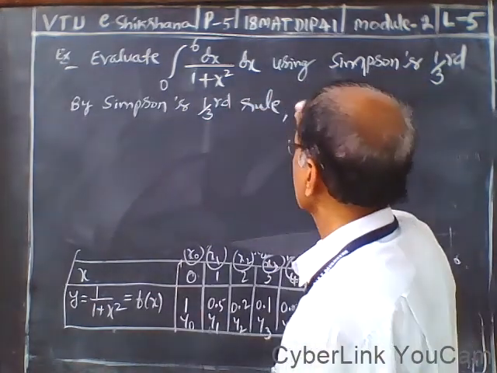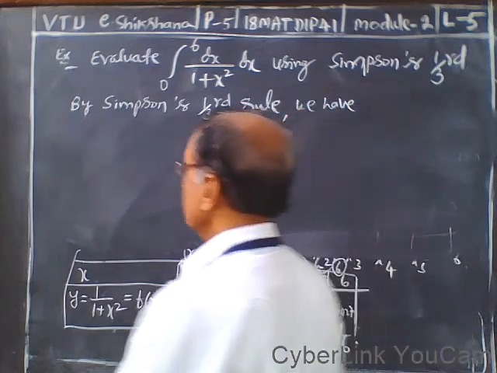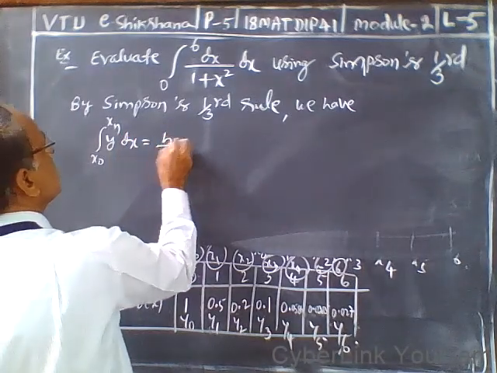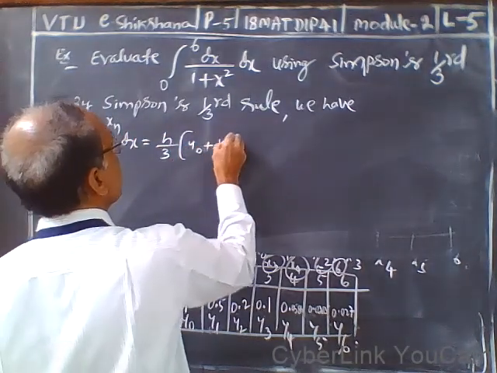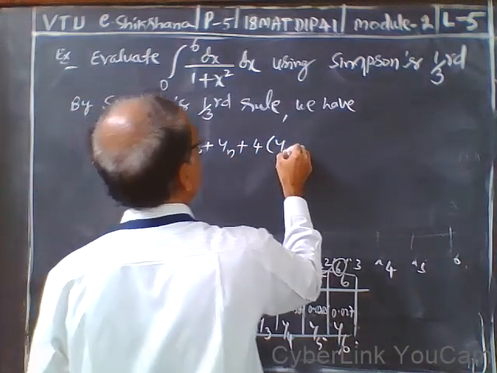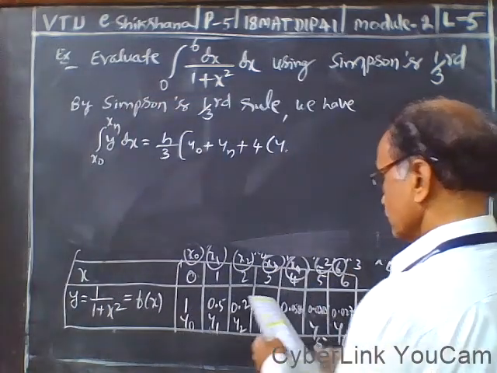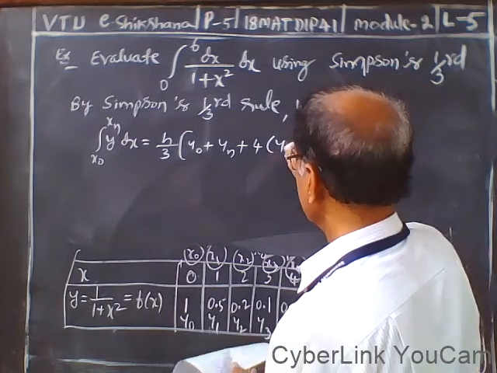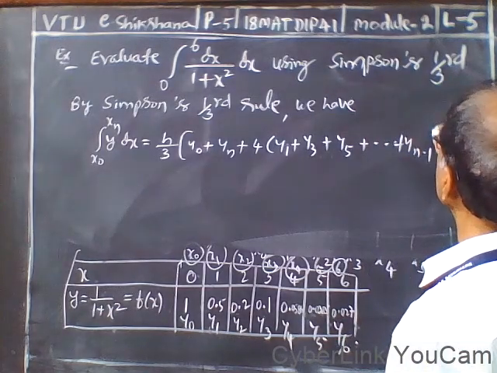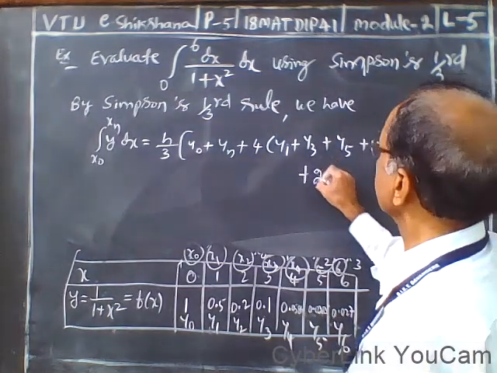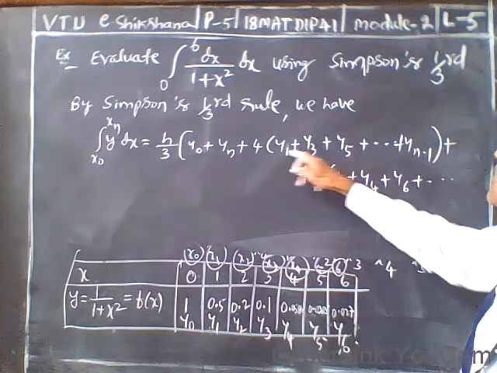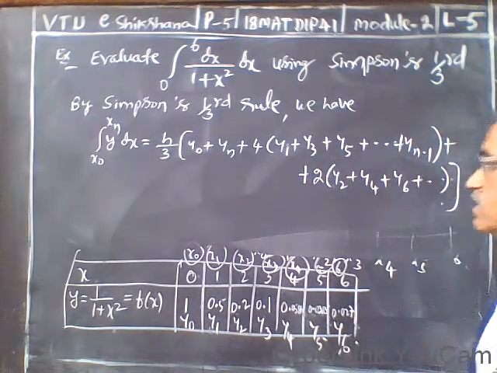By Simpson's 1/3 rule, we have the equation: integration from x0 to xn of y dx is equal to h by 3 multiplied by [y0 plus yn plus 4 times (y1 plus y3 plus y5 plus so on, plus y(n minus 1)), and plus 2 times (y2 plus y4 plus y6 plus so on)]. Odd suffixes here and even suffixes here, then close the bracket.